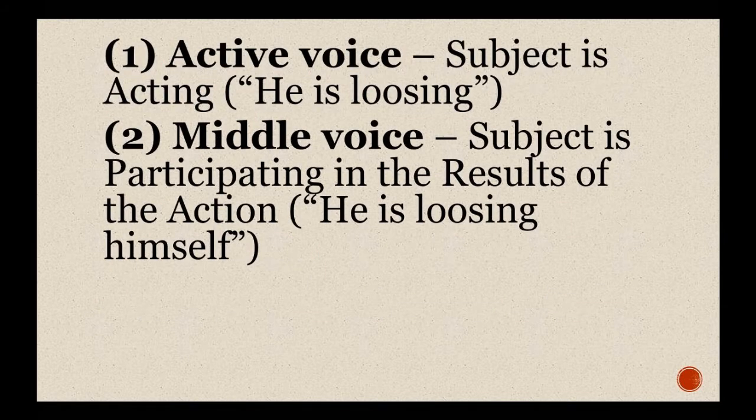So then we look at middle voice. Subject is participating in the results of the action. He is loosing himself, we could say. He is doing this to himself, right? And he benefits from that. So if you have the good guy who's been tied up and bound by the bad guy, right? And the good guy is loosing himself, it is something that he partakes in the results of, right? So it's a lot more involvement. So it's not just the subject, but it is the involvement that that subject has in the action, or what they benefit from that action happening. Okay, so we can put it this way: the subject is acting with reference to himself or herself.